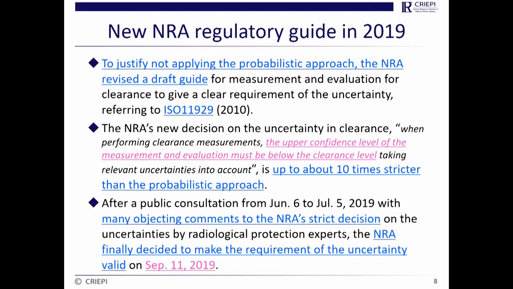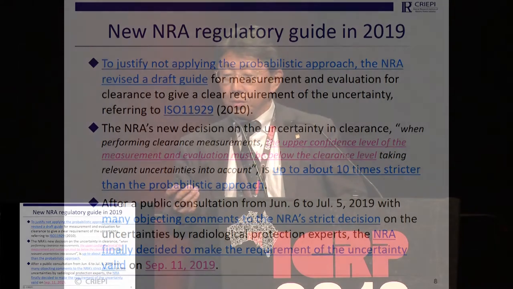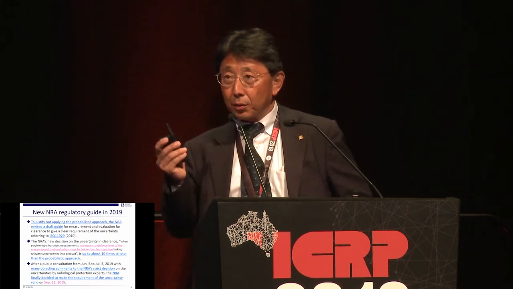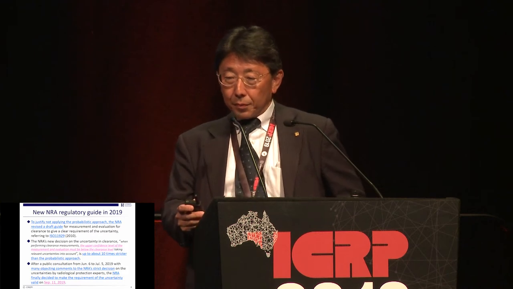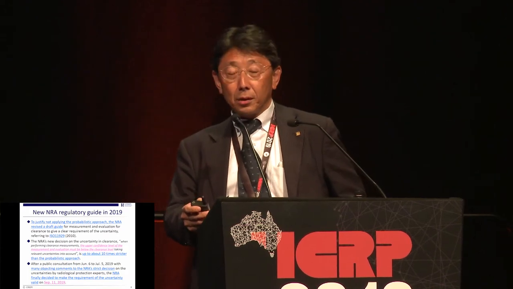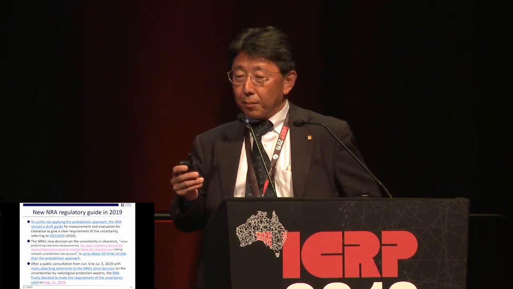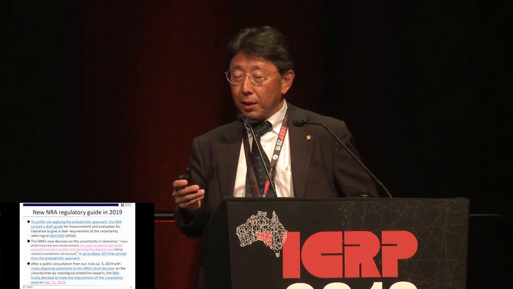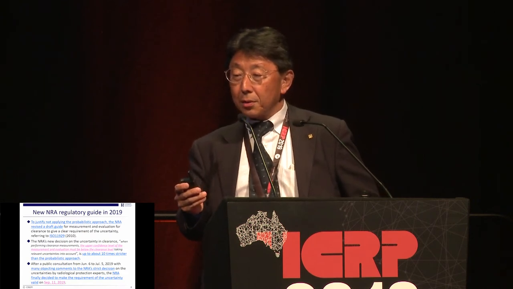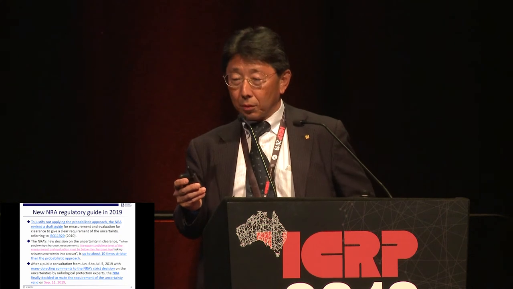To justify not applying the probabilistic approach, the NRA revised the draft guide for measurement and evaluation for clearance to give clear requirements for the uncertainty, referring to ISO 11929. This number is very important; I'll touch on it later. The NRA's new decision on the uncertainty is the following. When performing clearance measurements, the upper confidence level of the measurement and evaluation must be below the clearance level. This is about 10 times stricter than the probabilistic approach.